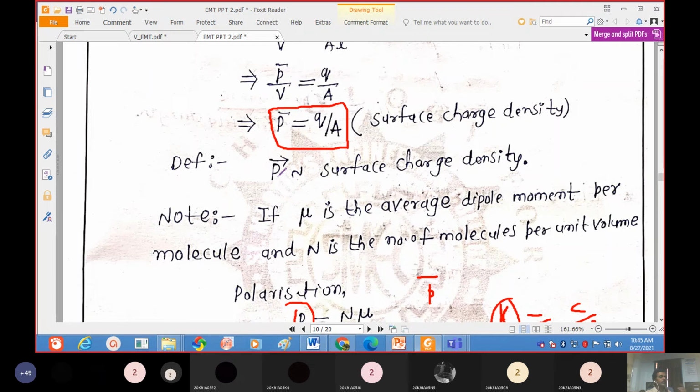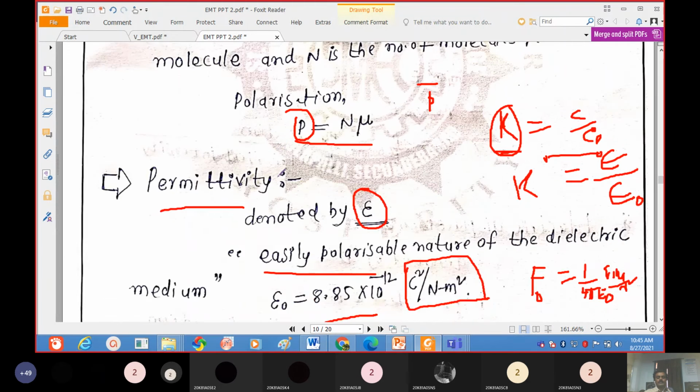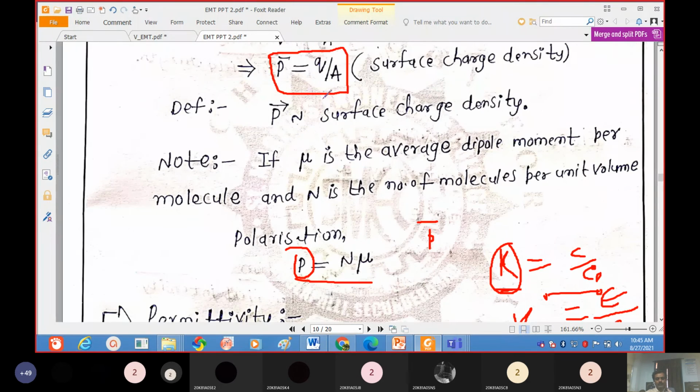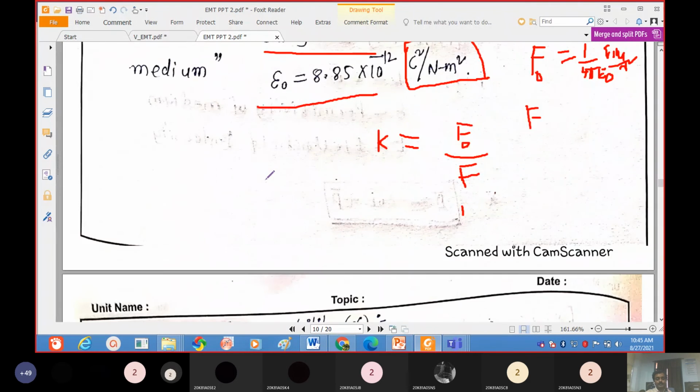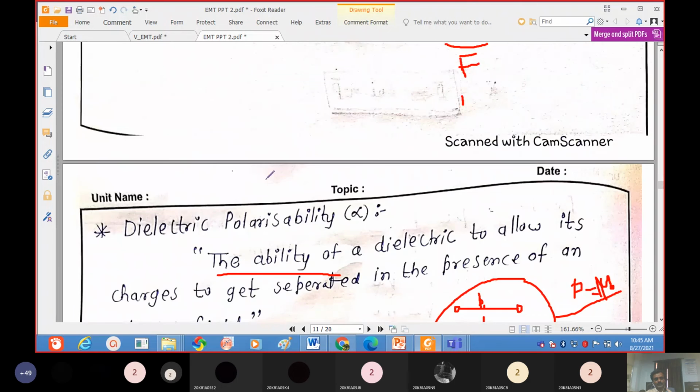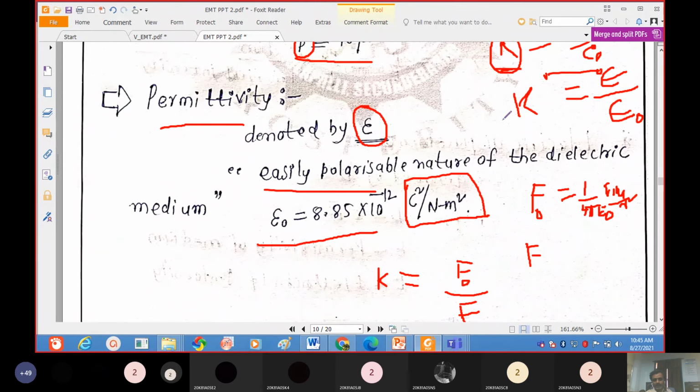If possible, draw the diagram also for explaining that definition. And for each term, write what is the Q, what is the A. Now these are some definitions. Here the dielectric constant definition is not given, so write that definition also in your notes.